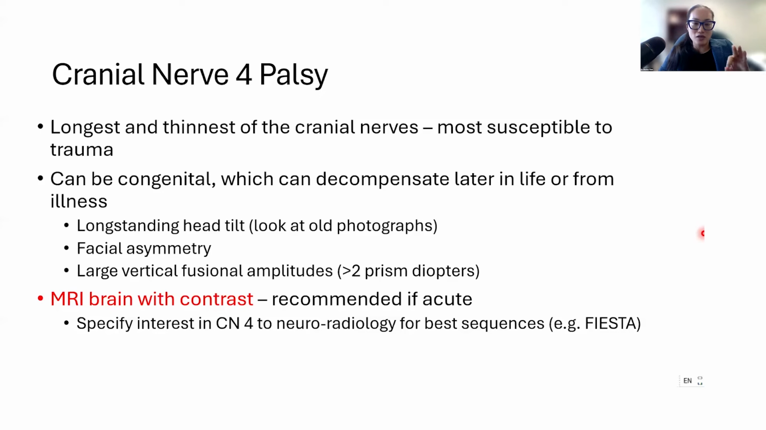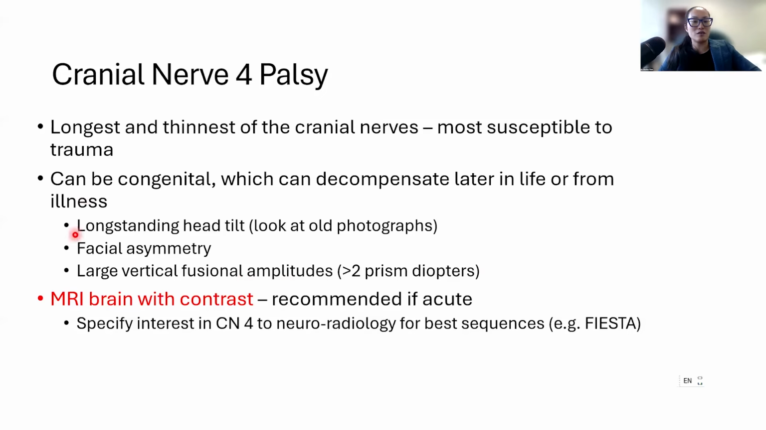Clues to telling you that it is long-standing or congenital: look at their old photographs, okay? Ask them to bring in some photo albums from when they were children or teenagers, and you can almost see when they started to get the nerve palsy. Children who have congenital cranial nerve 4 palsy and grow up with it don't have double vision because they compensate for it very well with large fusional amplitudes. The vertical fusional amplitudes are large.